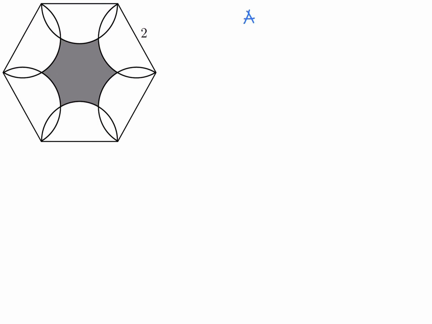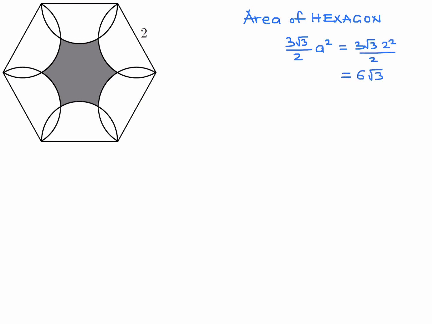Now it helps to remember some formulas. Area of a hexagon is 3 root 3 over 2 times a squared, where a is the side length. In this case, the side length is 2, so that's 3 root 3 times 2 squared over 2, and that is 6 root 3. So that's the area of the entire hexagon.